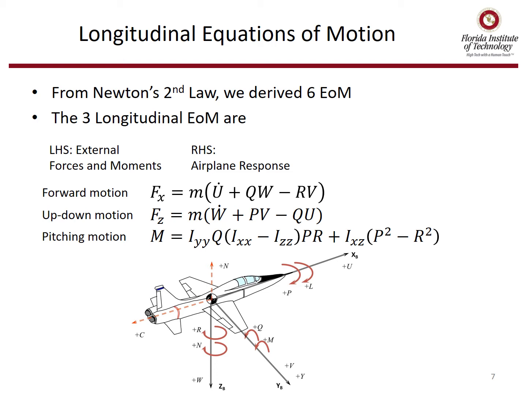We have forward motion, and so there's going to be forces in the x direction. Up-down motion, forces in the z direction. And then rotational or pitching motion, which was denoted by the symbol m, and that's rotation about the y body axis. So that's up-down rotation, nose up, nose down rotation.